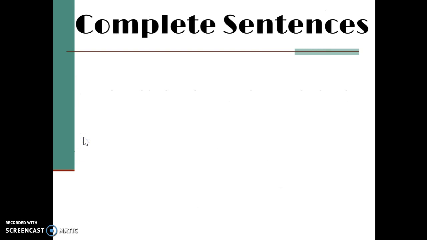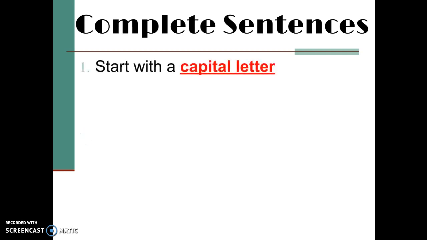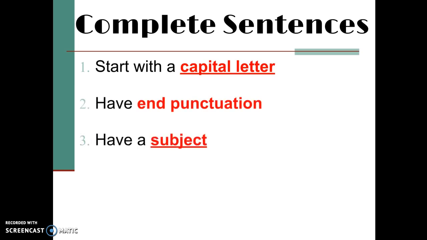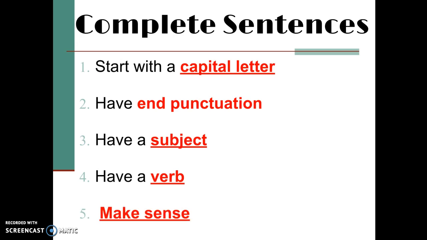So we're on page 2 on the inside of your green booklet. We're going to review what is a complete sentence. It starts with a capital letter, has end punctuation, has a subject, has a verb, and it has to make sense. I know that we've really been focused on identifying sentences, but we're going to get more into writing sentences. And so these components are going to be very important as we start writing.